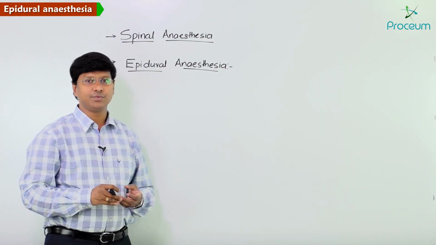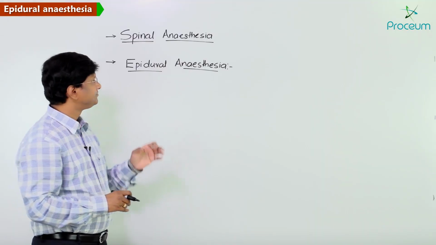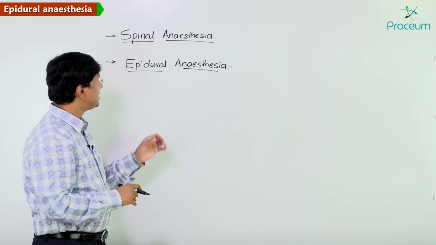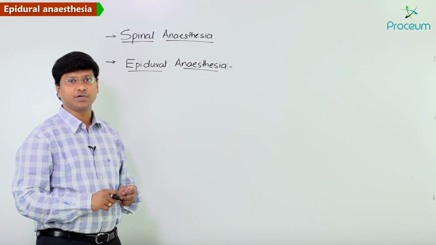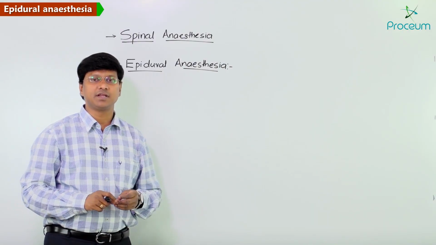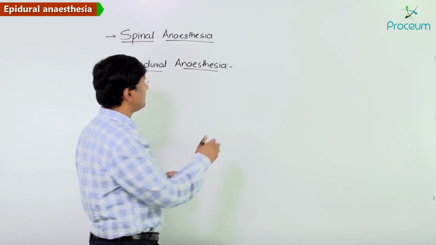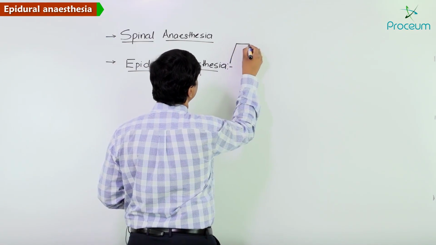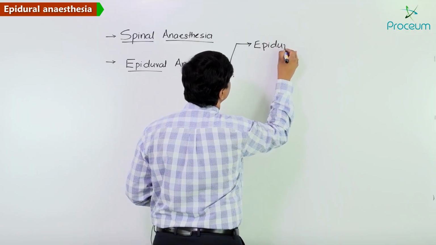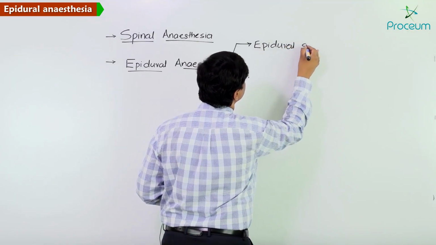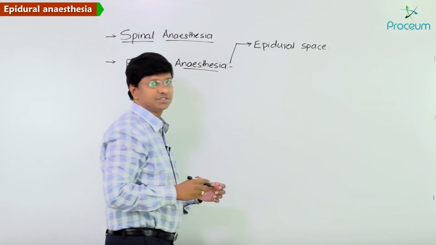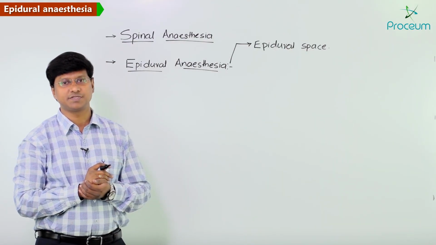Now let me continue with the epidural anesthesia. Until now, like we have done with the spinal anesthesia, now let me tell you another use of local anesthetics, that is epidural anesthesia. This epidural anesthesia is given in the epidural space. First you should know what you mean by epidural space. Where is this epidural space present?